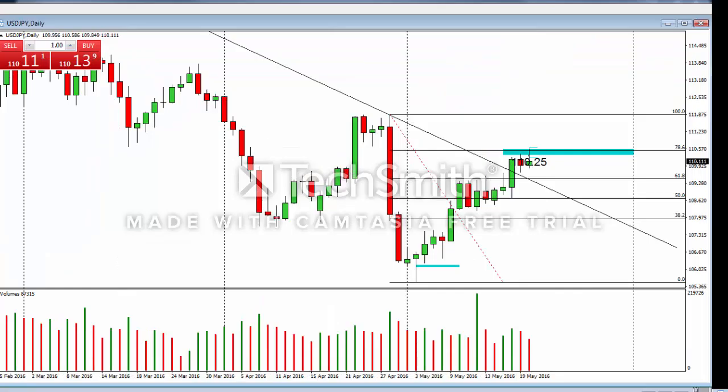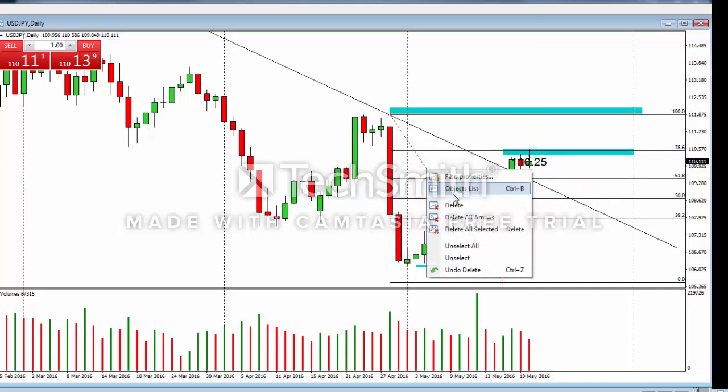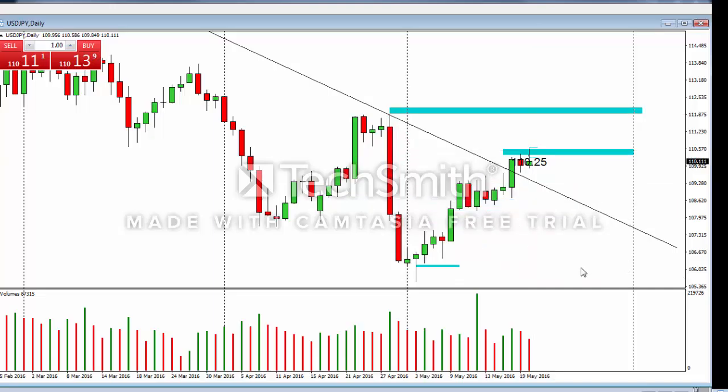Next level up is up here, if at all. If we reach this level and break this level, then we're definitely looking long. To be honest with you, this level here is going to be a very short-term trade. It's going to be a Monday morning, possibly Sunday night, depending on how the market's open.